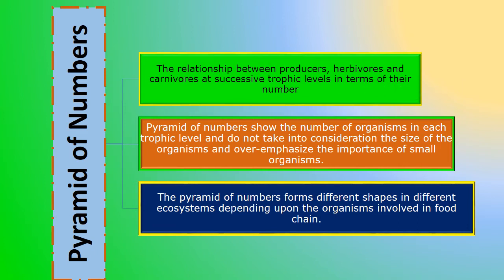The pyramid of numbers forms different shapes in different ecosystems depending upon the organisms involved in the food chain. If we take the example of a grassland, there will be one kind of pyramid. If we take the example of the pond ecosystem, there will be some other kind of pyramid, or in forest or desert, and so on and so forth.